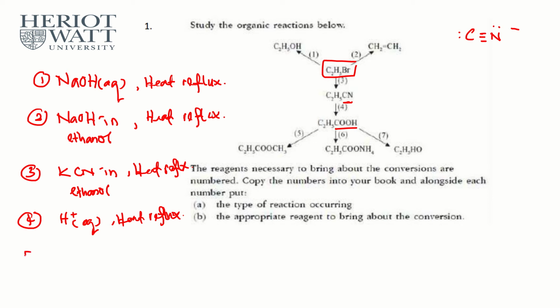Okay, number 5. Obviously, I'm changing a carboxylic acid. Let's name this. This is propanoic acid, 3 carbons. And this propanoic acid is turning into this for reaction number 5. C2H5COOH, the H is converted into CH3. Now, obviously, this is COOC.